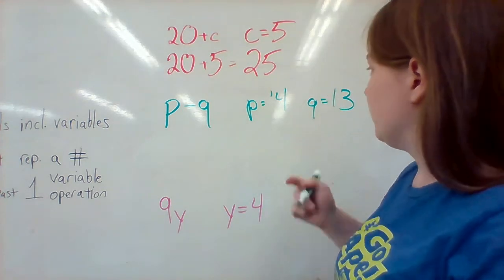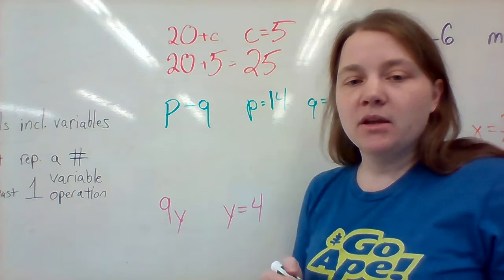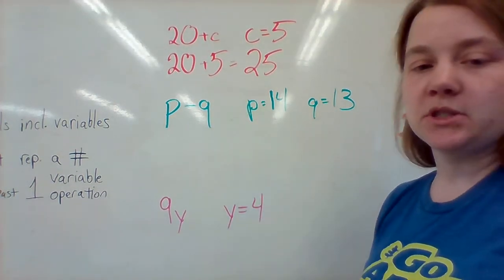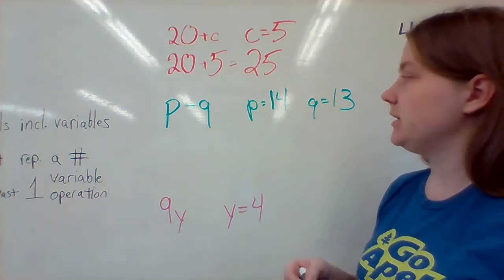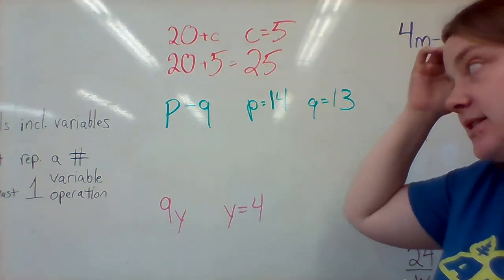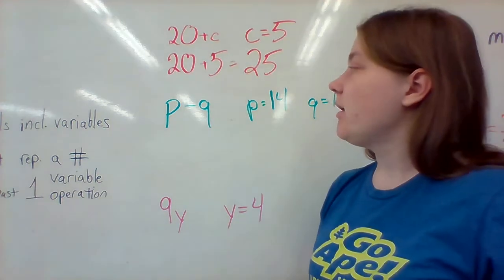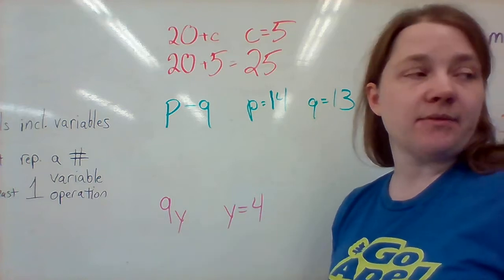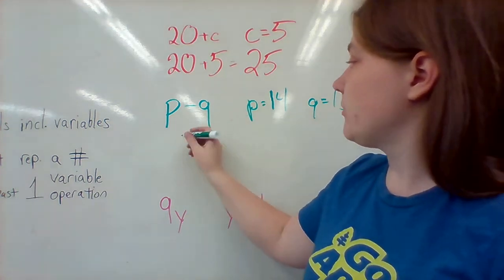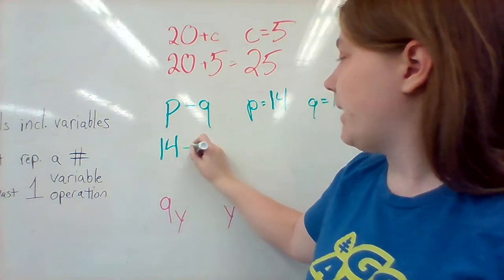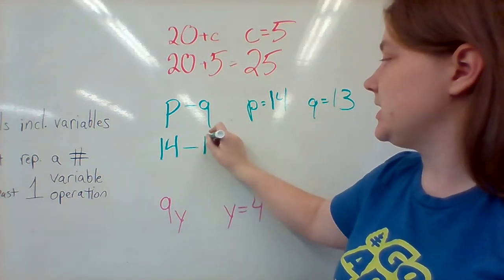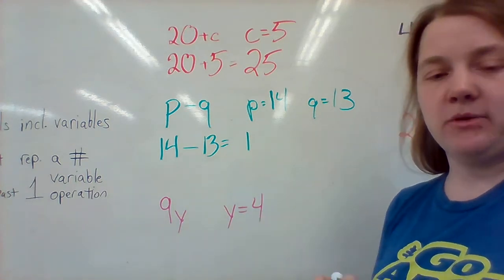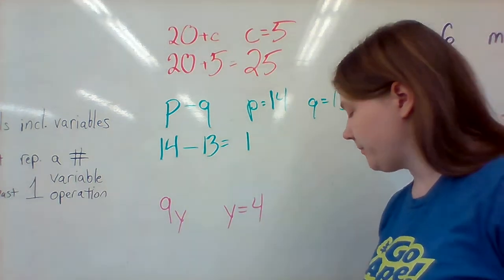On the next problem, we have p minus q, where p equals 14 and q equals 13. What that means, I'm going to rewrite this, and every time I come across a variable, I'm going to substitute the number instead of the variable. So instead of p, I'm going to write 14 minus, and instead of q, I'm going to write 13. 14 minus 13 equals 1, and I've just evaluated that expression, p minus q.